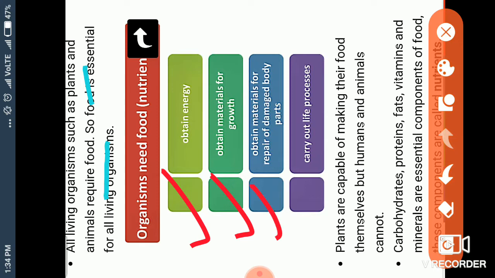And as a living being, they repair their damaged body parts, like when we humans cut their stems, their branches, and animals bite their leaves, all this damage they repair with the help of food. And carry out life processes, means doing photosynthesis and making food. All for this they need food. Understand?